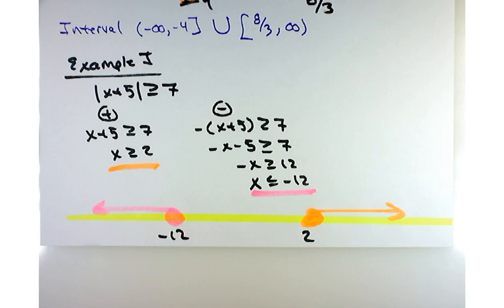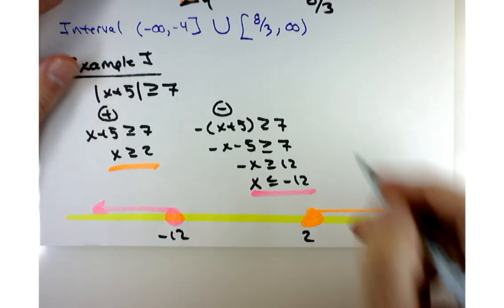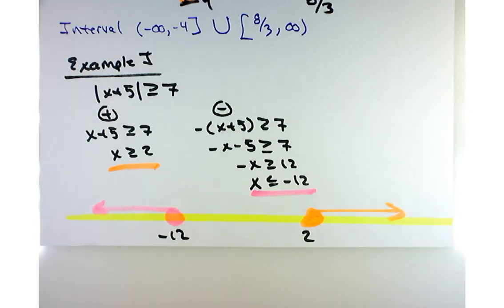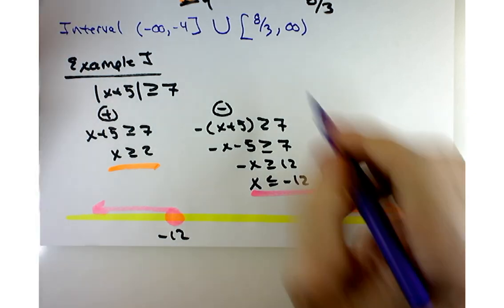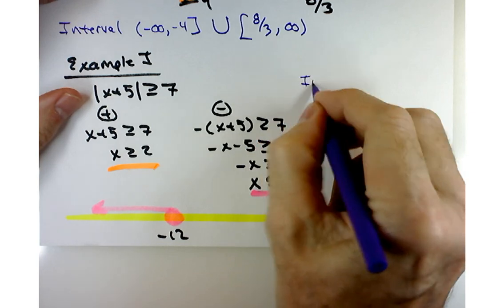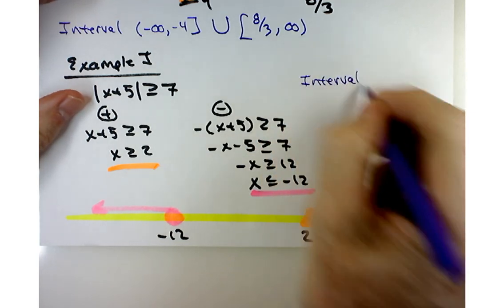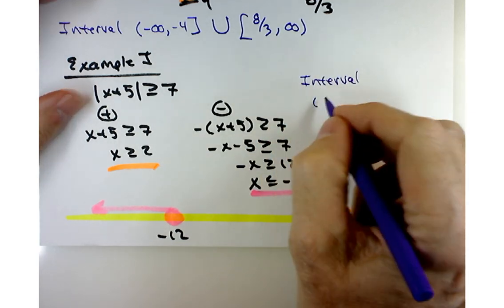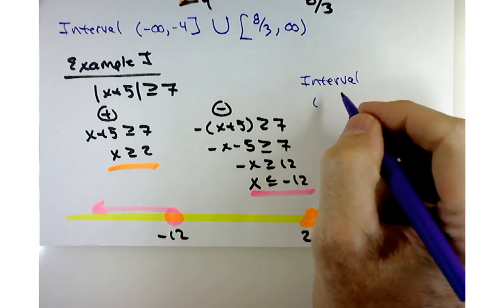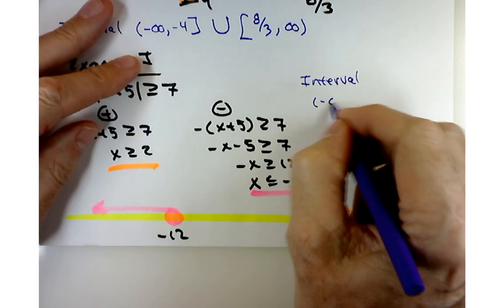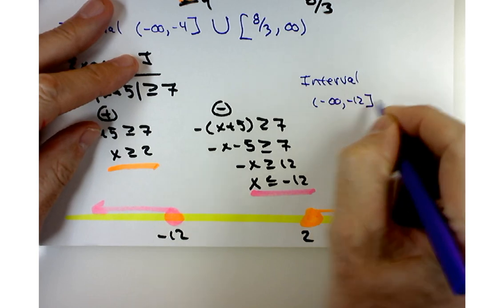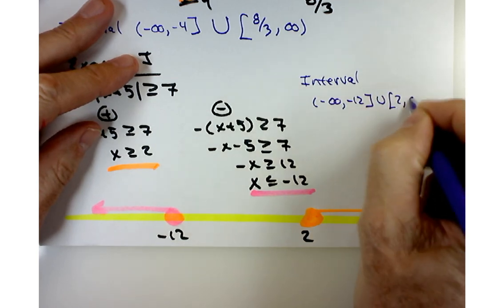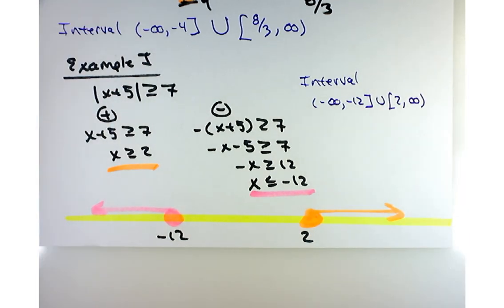So nice. Let's do the interval notation for that one as well, just to complete this in a nice fashion. So the interval notation is going to be negative infinity to negative 12, union 2 to infinity. Hey, not bad, not bad.